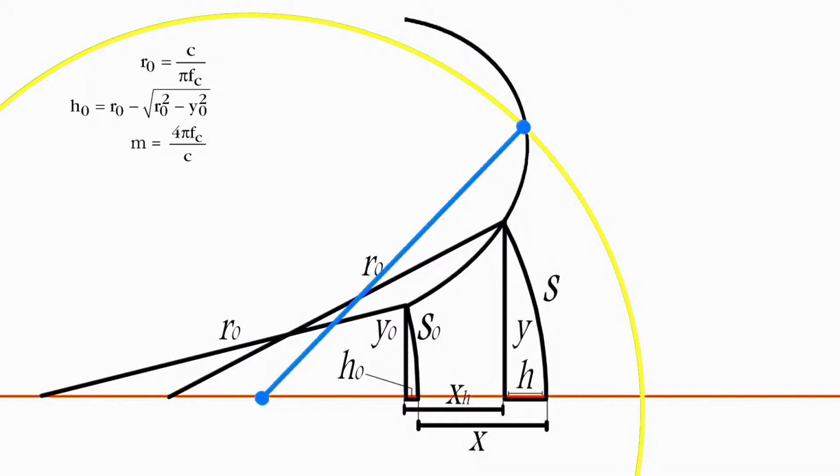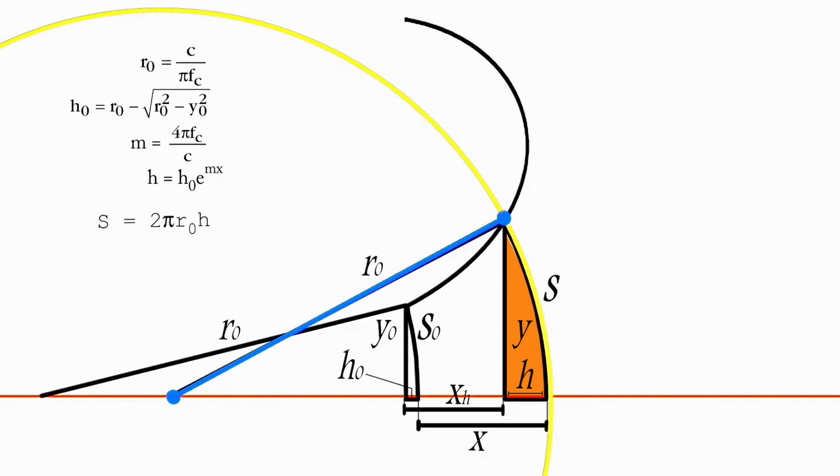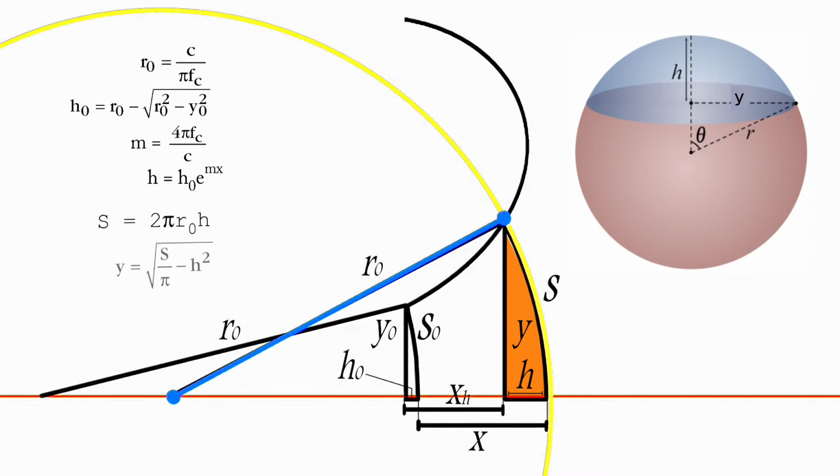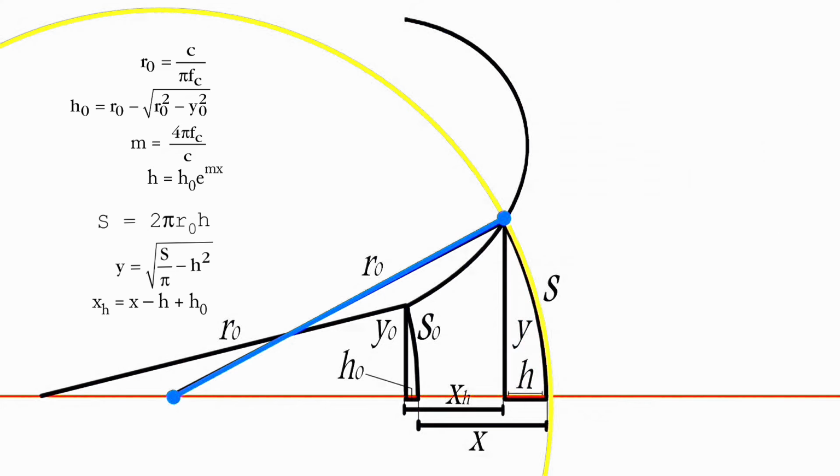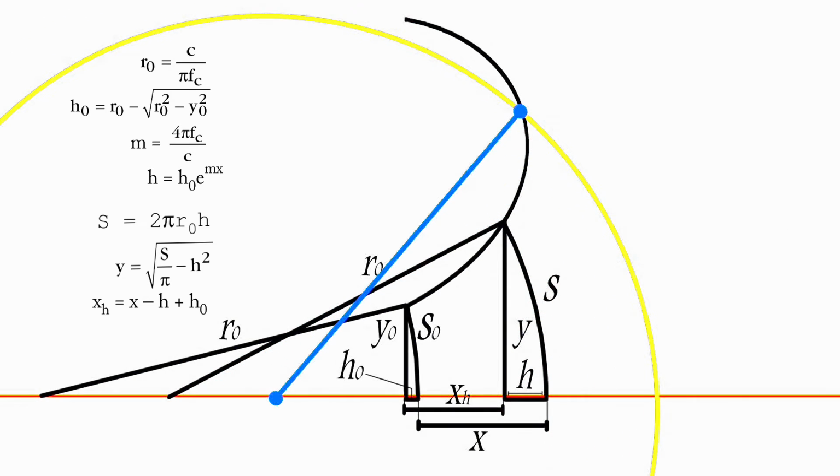In the next steps, Ho has been grown and the new value is. S is the area of these spherical cap shapes, or the area of the wavefront. Y is the changing radius of the horn mouth in every step. X, H, and X are illustrated as well in the figure. If we select the cutoff frequency of 350 Hz, the result will be.